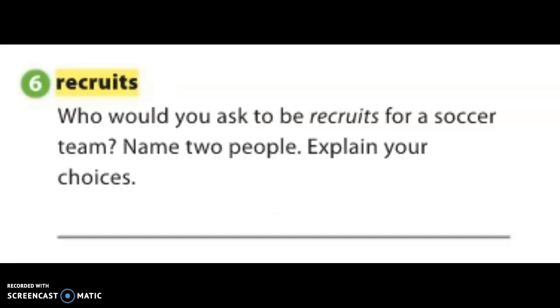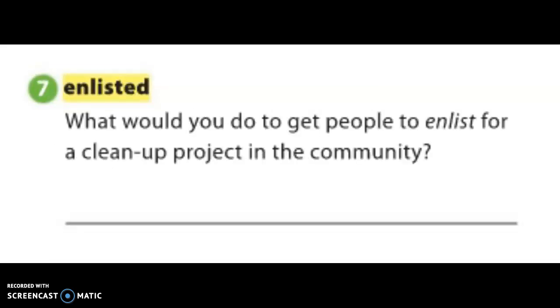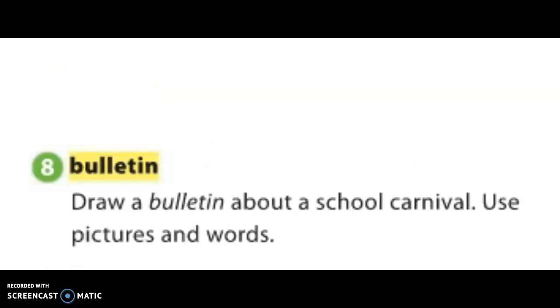Recruits. Who would you ask to be recruits for a soccer team? Name two people. Explain your choices. Enlisted. What would you do to get people to enlist for a cleanup project in the community? Bulletin.